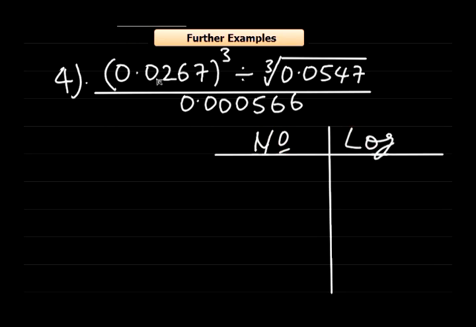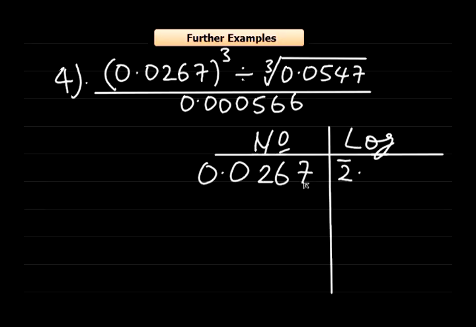Here we have 0.0267. What's the characteristic? We have 1, 2. That's minus 2. It's less than 1, so we write 1, 2 to make it standard form. So bar 2 point. Logarithm of this is what?